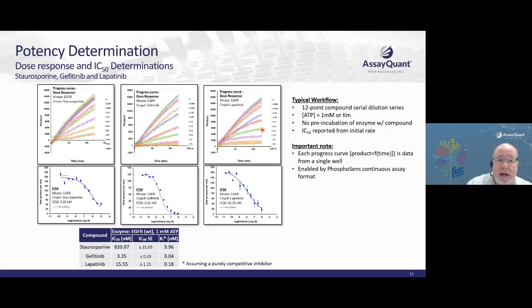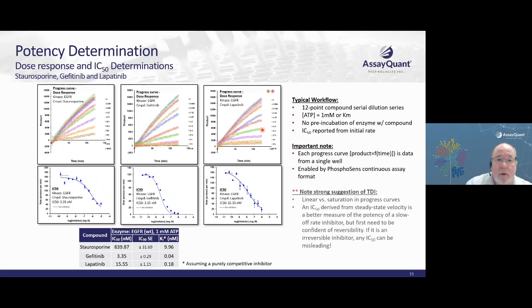Okay, these are continuous assay formats. So you can look at these, you can say, what do these look like? Well, for the dose response for staurosporine and for gefitinib, those look pretty linear straight from the get-go. But when you look at the dose responses for lapatinib, you can see they start off with a rate and they sort of slope over to another rate. Okay, that is time-dependent inhibition. All right, the inhibition depends on the incubation time that you have there.